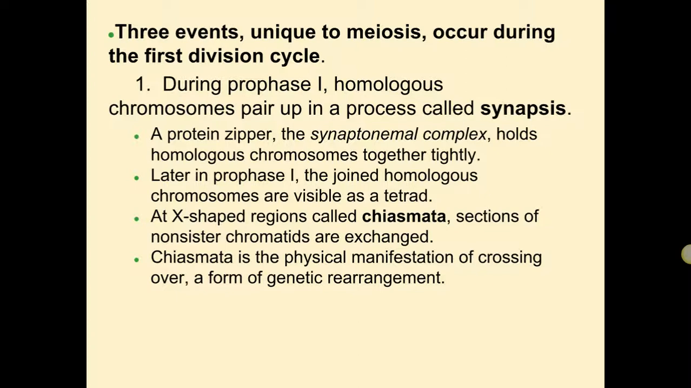And the X-shaped regions that are formed are called the chiasmata, and sections of non-sister chromatids are exchanged. Basically, yeah, they cross over. One gets cut off and put onto the other, and the other one that got cut off also gets put onto the first one. They just cross over, so to speak.